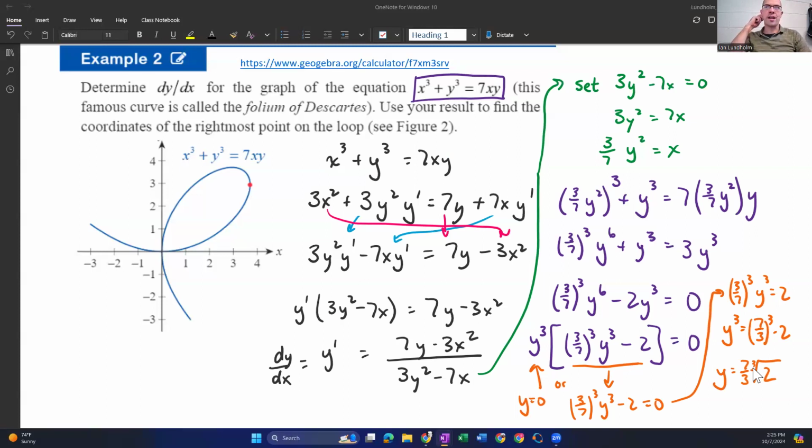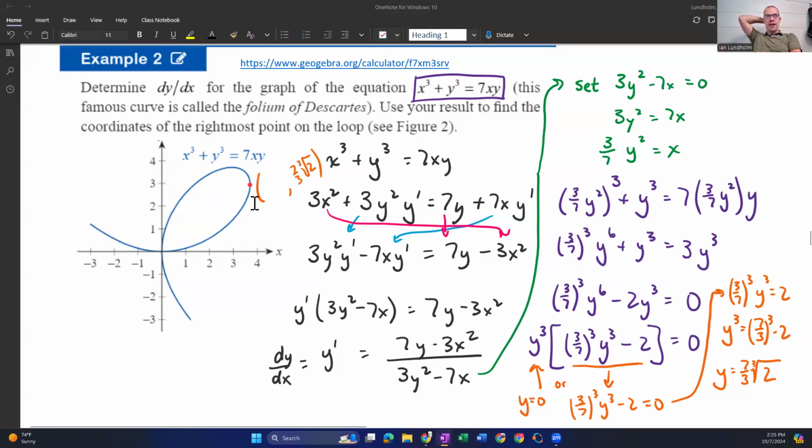And that is actually a nice, important point. That tells us the y value of this point over here. The y value of this point over here is 7/3 cube root of 2. Notice that at y equals 0, there was another option for having a vertical tangent line, but we don't want to focus in on that one. We want to focus in on this one.